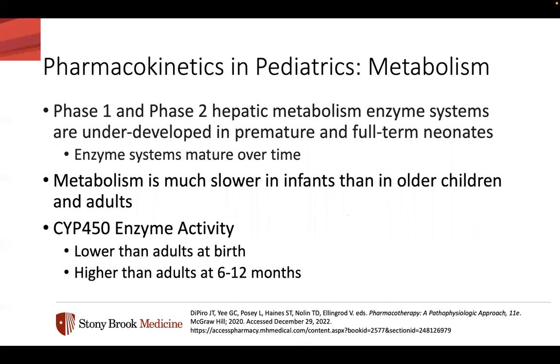For metabolism, premature and full-term neonates actually have underdeveloped enzyme systems, and they mature over time. So in infants, metabolism is much slower than in older children and adults. The CYP450 enzyme system, that's one of the enzymes that metabolizes a lot of our drugs. It's actually lower than adults at birth and higher than adults at 6 to 12 months. So when you're verifying orders for any of these patients, it's important to keep that in mind as well.